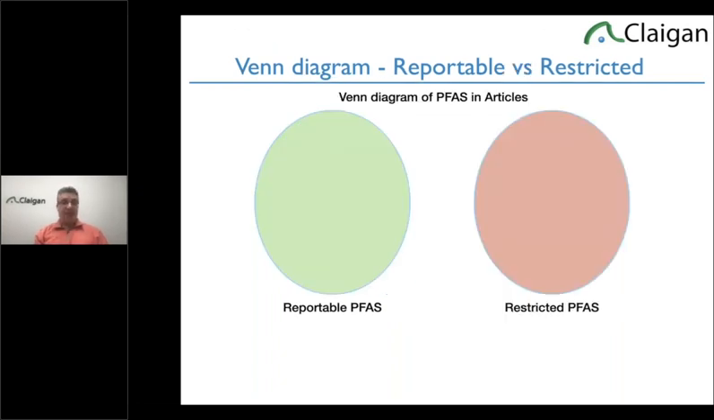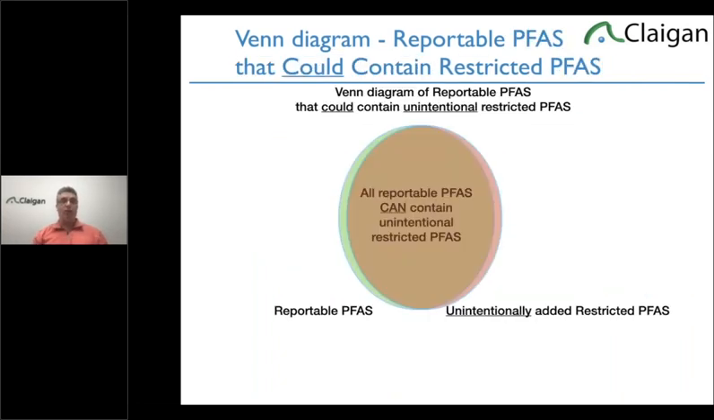But that's for reporting. Now, if you want to find restricted PFASs, their only use in physical products is unintentionally being in reportable ones. So the overlap for reporting and restricted are completely separate. However, the non-reportable, the unintentionally added restricted PFASs are always in the reportable PFASs. So if you find a reportable PFAS, it has a risk of having the restricted PFAS. It's not reportable, but it has that risk.